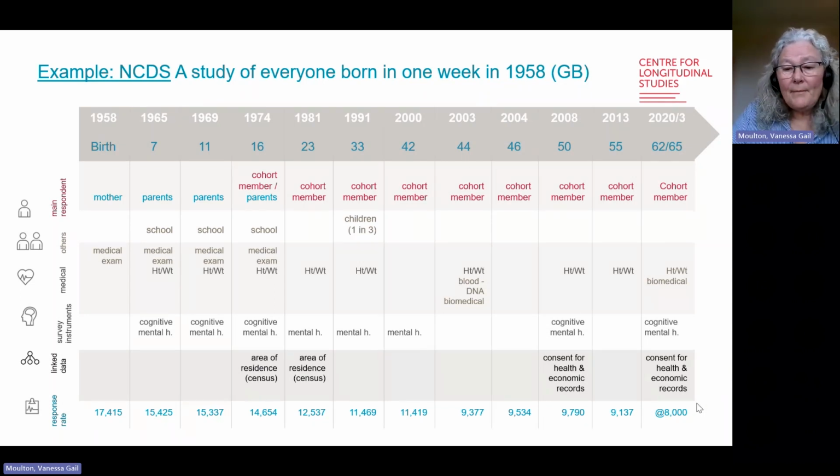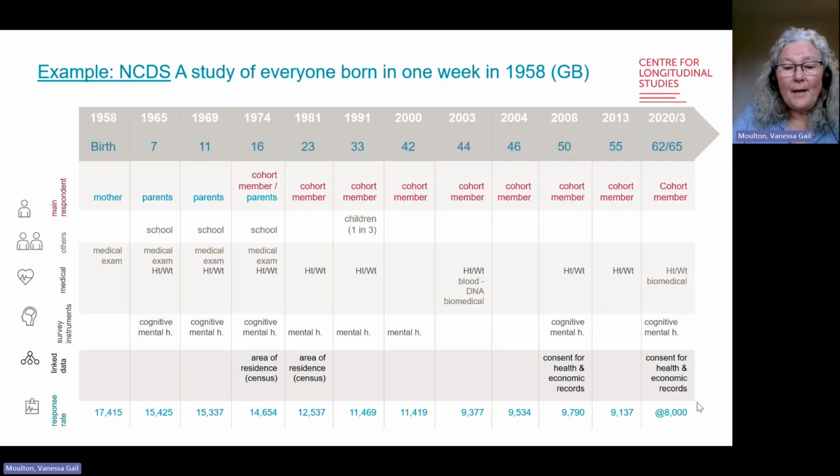Height and weight has been collected at most sweeps, and a biomedical sweep at age 44, including blood samples to extract DNA, and there'll be a new biomedical sweep at age 62, 65, as I mentioned, will be available very shortly. Cohort members also sat a variety of cognitive tests and mental health scales in childhood and adulthood, and a variety of linked geographical data is available, and consent has been asked for health and economic records.